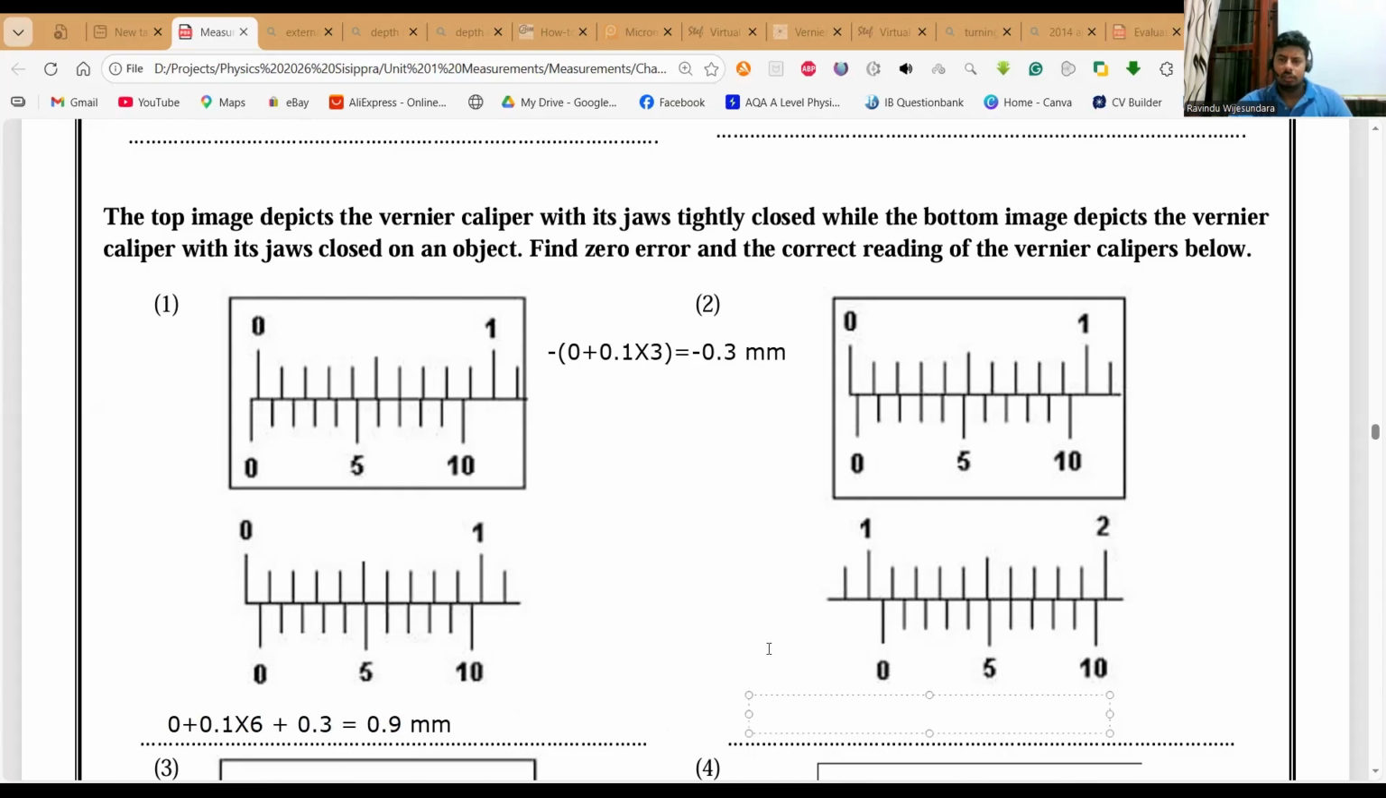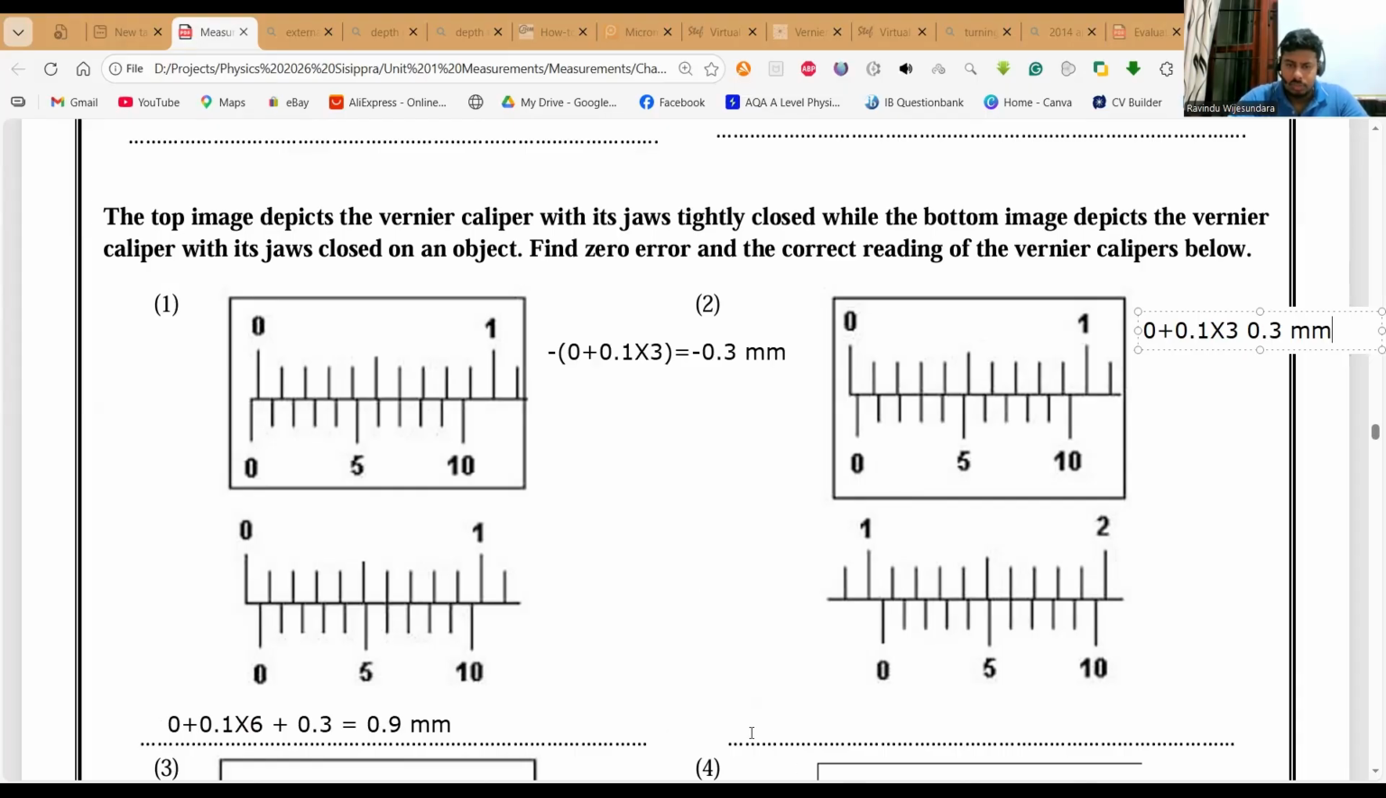Now, if you come to here also, first you can calculate the zero error related to this one. So you can calculate that easily, 0 plus 0.1 multiplied by the number of divisions, here 1, 2, 3. Third one is the division. Therefore, 0.3 millimeters is the zero error, but it is a positive zero error. Then we have to reduce this value from the final reading.